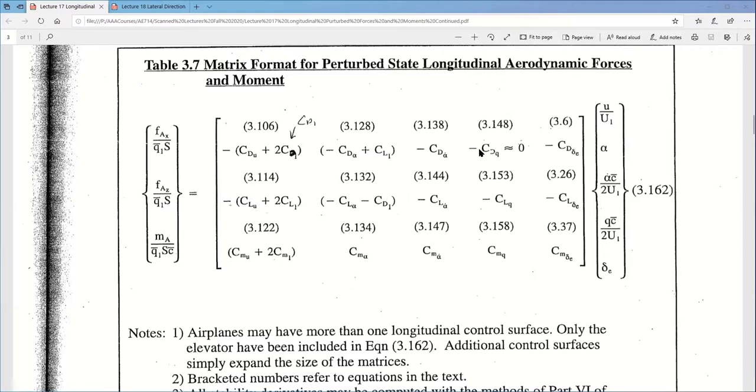So the next term we're going to do is CDQ, CLQ, CMQ. So this is the effect of pitch rate on lift, drag, and pitching moment. So I brought the foam airplane of flight dynamics because this is nice for visualizing some of these effects.